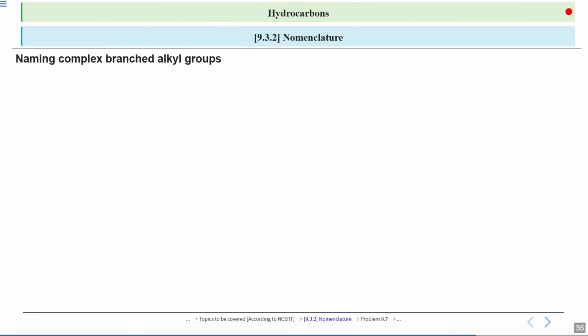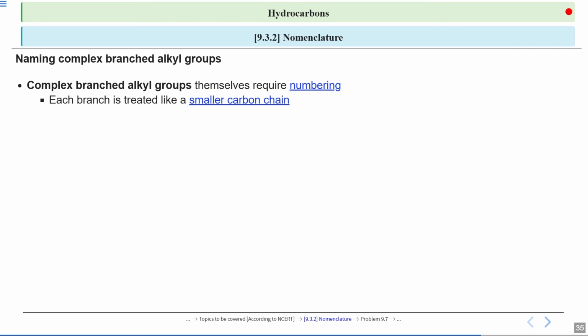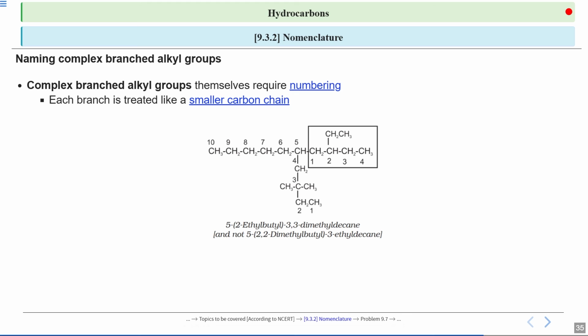Now there are cases where we have complex branched alkyl groups. What will we do in that case? We have already dealt with this. Complex branched alkyl groups have numbering for them itself, so they require special numbering. Each branch is treated like a smaller carbon chain. So we can have an example here.